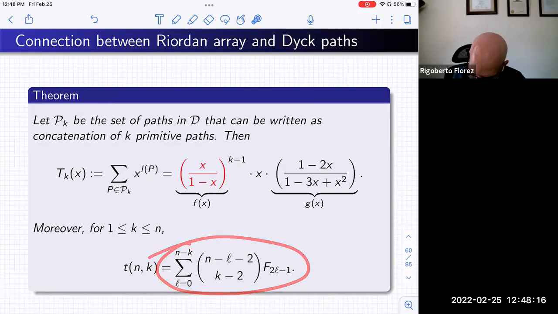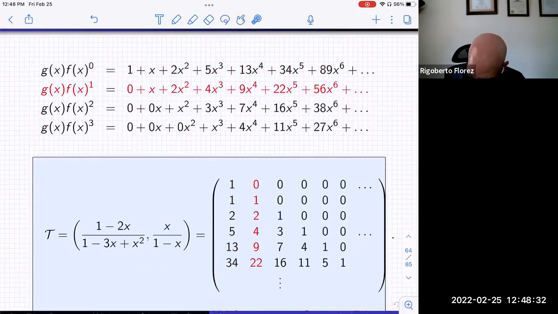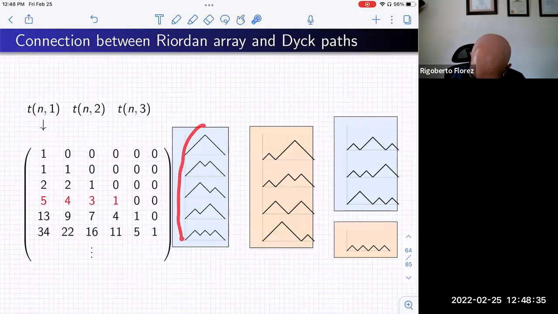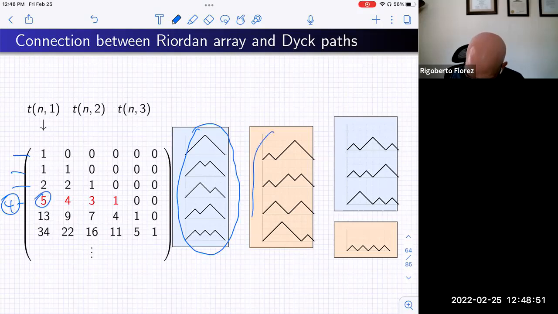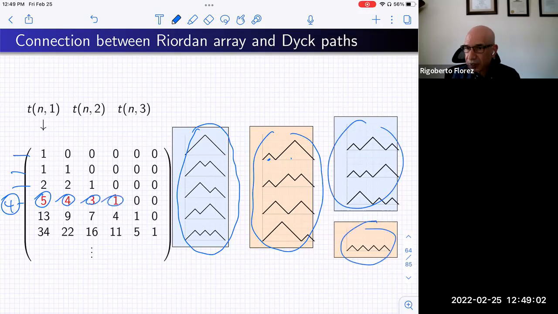And here we have the formula that counts the total number of paths that can be written as k primitive paths. Let's go down here. Okay, look at this. In this part, how many paths of length 4? This is length 4: 1, 2, 3, 4. Length 4 can be written as a concatenation of just one primitive path, 5. How many of them can be written as a concatenation of 2? 2 is 4. How many of 3? 3. And how many with 4? 1. And in that way, we see the relationship between Riordan arrays and non-decreasing Dyck paths.